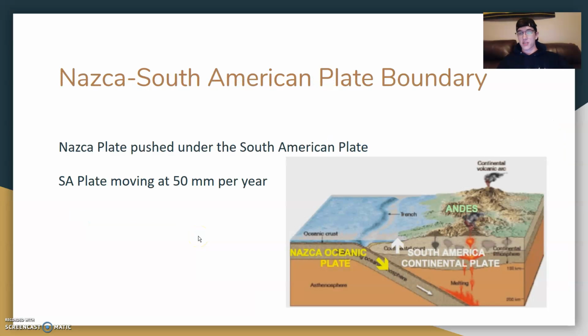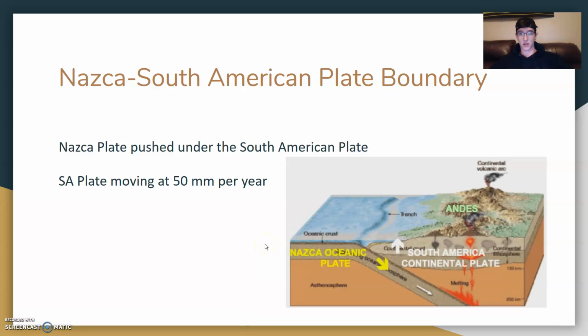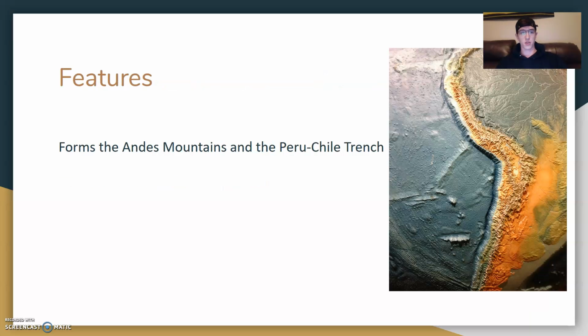So the example of this convergent boundary I chose is the Nazca-South American plate boundary. It's right on the western edge of South America, right against Chile and Peru. The Nazca plate is going to be pushed under the South American plate. Those are the two plates interacting with each other. You can see the Nazca oceanic plate in this image, which is labeled, being pushed underneath the South American plate. And the South American plate is moving at about 50 millimeters per year towards the Nazca plate, which does not seem like a lot. It seems pretty slow, but definitely causes issues.